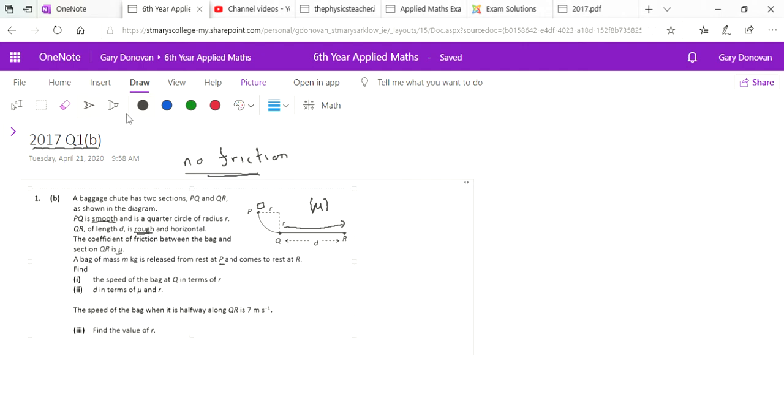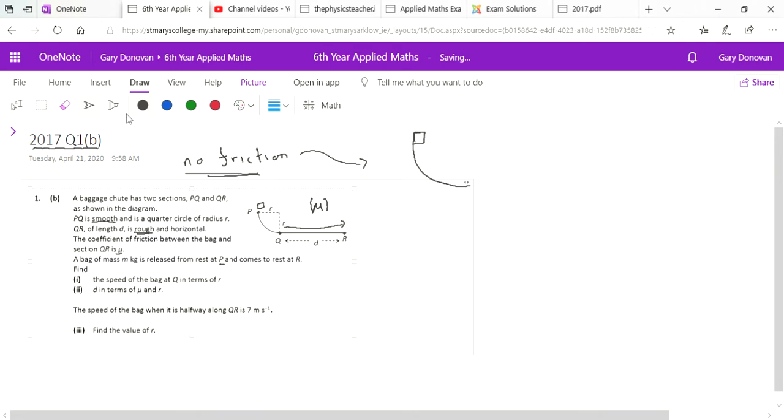Right, well, even though this is curved, because there's no friction, it means that there's nothing taking away energy from this bag as it falls. So really, because there's no friction, its speed is going to gather much in the same way as if you had a bag and you just dropped it a distance r, and its gravitational potential energy was converted into kinetic energy. So that's what's going to happen here.